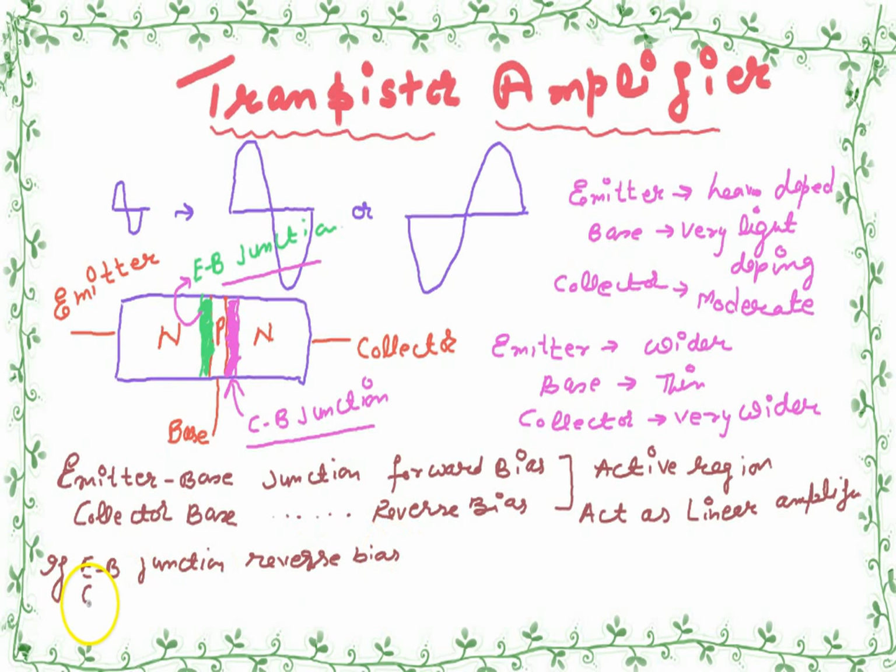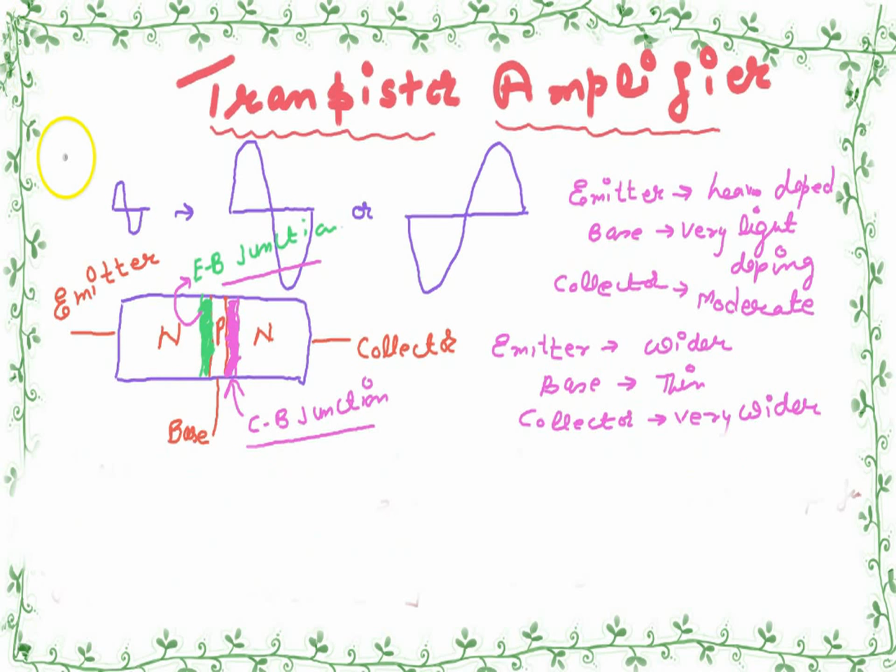Now if the emitter base junction is reverse biased and the collector base junction is reverse biased, then what will happen? The transistor will be in the cutoff region. It will not work, because both junctions are reverse biased.